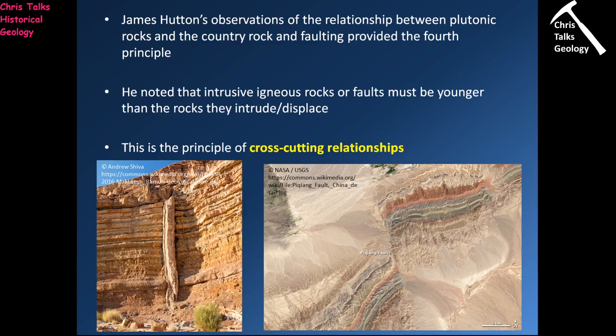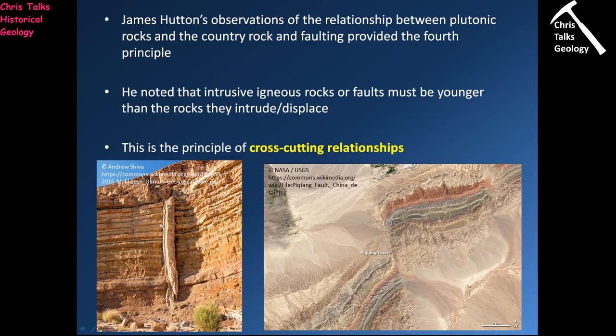So following Steno's work, we now have an observation by James Hutton. As I discussed, he noticed that rocks like granite represented magma which had intruded a pre-existing sequence of rocks. And so this led Hutton to come to the principle of cross-cutting relationships. He realized pretty quickly that any igneous body, like this dike here, or any fault that cuts a pre-existing sequence of rocks must therefore be younger than the rocks which are cut.